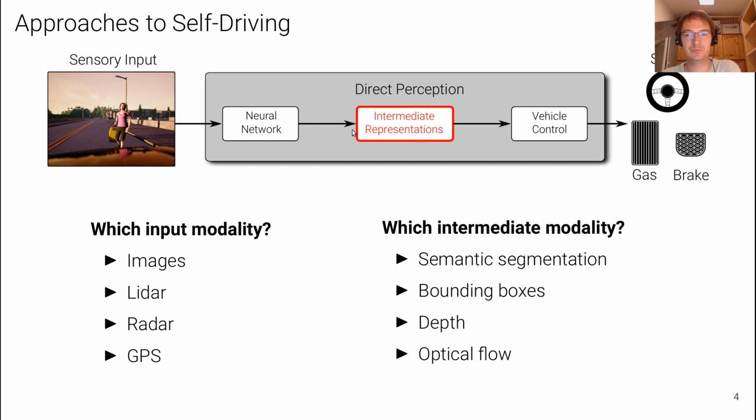What intermediate representation should we choose? Should we choose semantic segmentation? Should we choose 2D or 3D bounding boxes? Should we choose depth, or should we choose motion or optical flow?